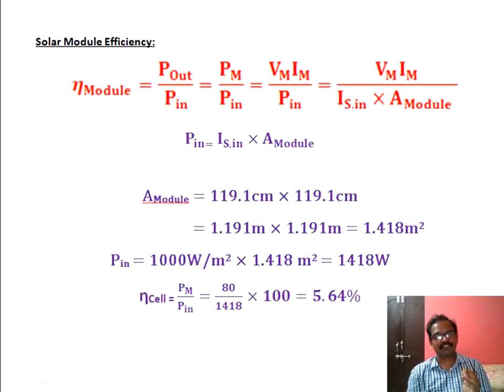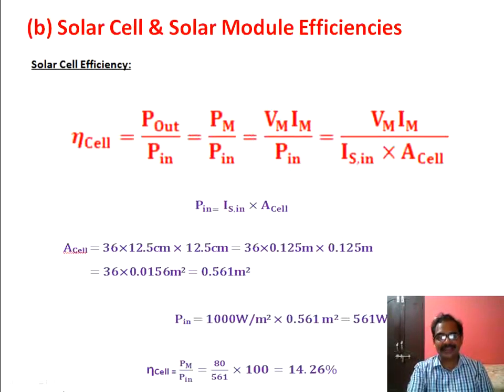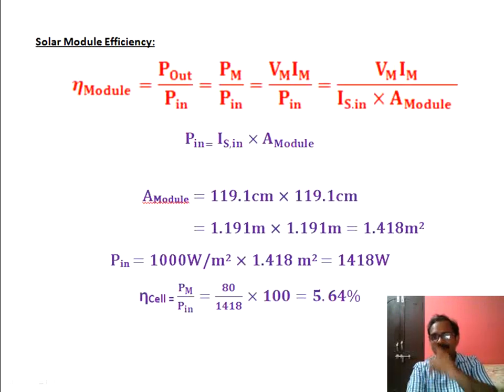Now the next thing is module efficiency. What is the module efficiency? P out by P input. So P out is the PM, and PM is nothing but VM into IM. But what is the P input? While calculating the module efficiency, P input will be solar radiation intensity into area of a module. In the previous case, while calculating the efficiency of a solar cell, I have taken the cell area. Now I have to take the module area.